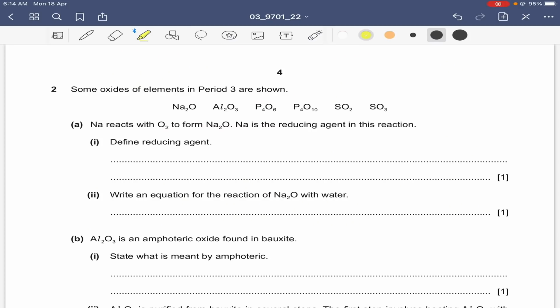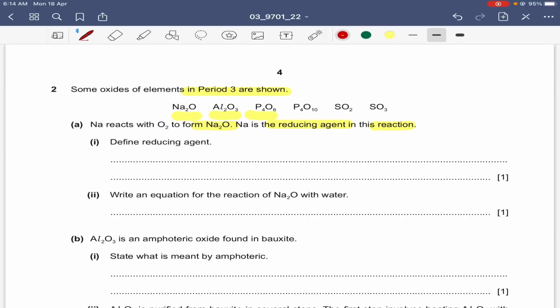Now the second question is, some oxides of elements in period 3 are shown, right? So here we have some oxides starting from sodium oxide, aluminum oxide, phosphorus oxide. Sodium reacts with oxygen to form sodium oxide. Sodium is the reducing agent in this reaction. So define a reducing agent.